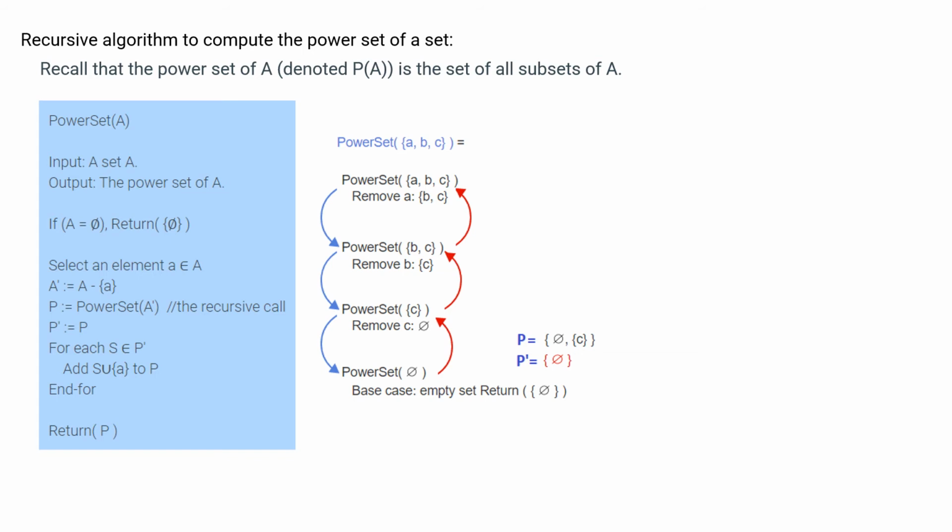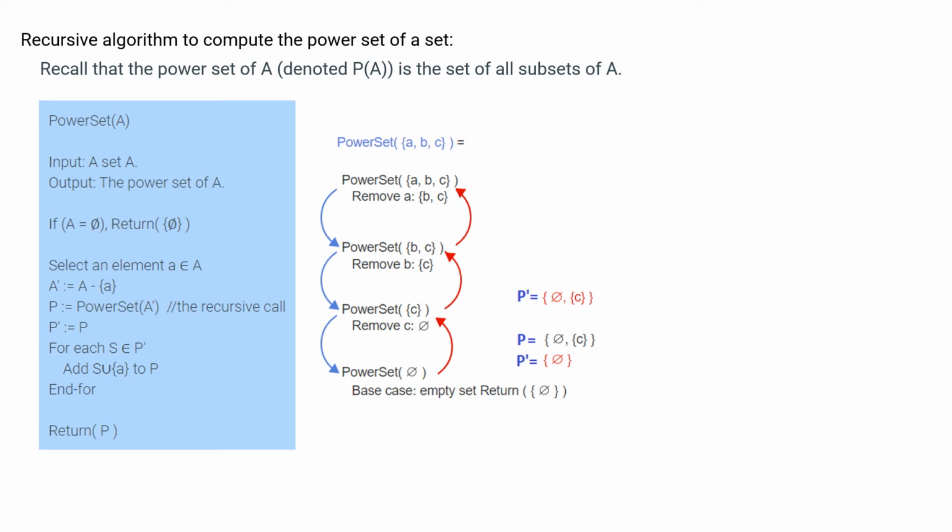Okay, now let's go on and say, well, what about the previous iteration? We're going to be returning this, what we see as P over here on the right. And what do we do with it? Again, we say P prime is equal to that, just what got returned.